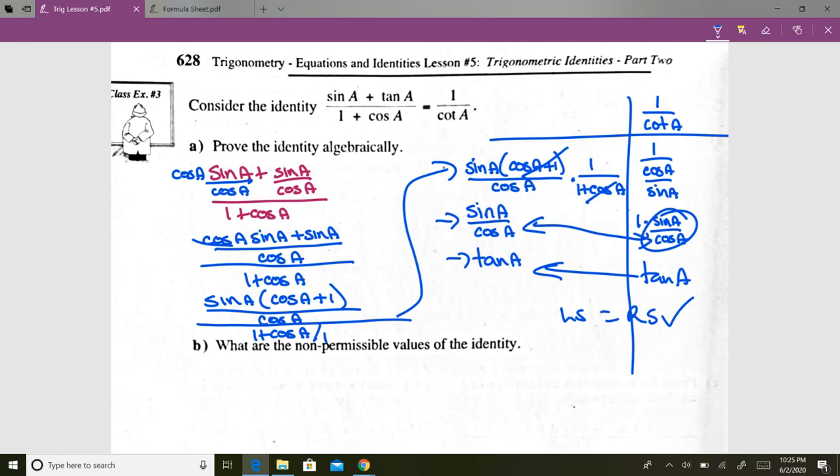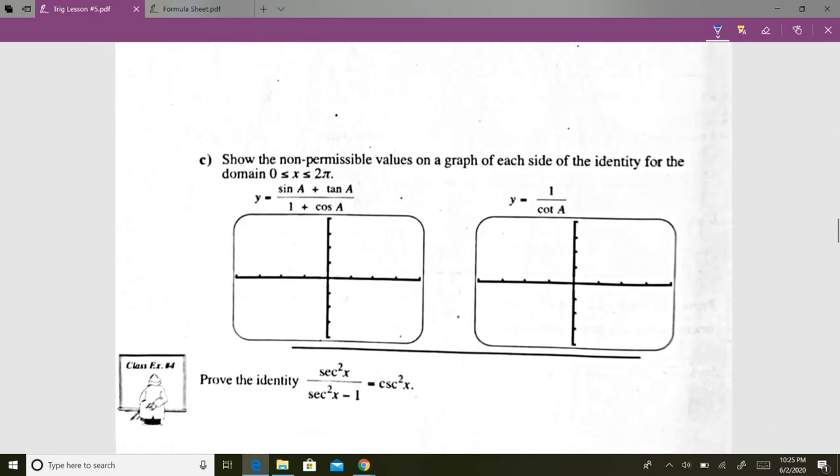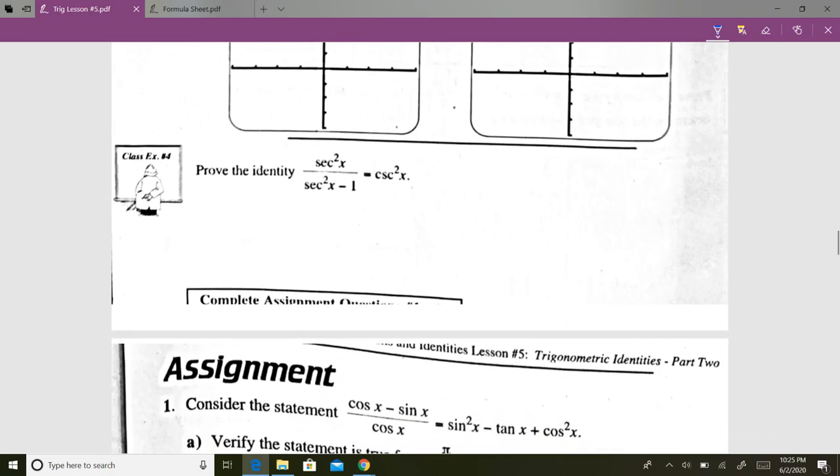Okay? So that one involved pretty much every step that we learned. Fractions, factoring, common denominators, flipping when you multiply, etc. Changing everything to sine and cosine. All right. Go down to the bottom here. Last one.